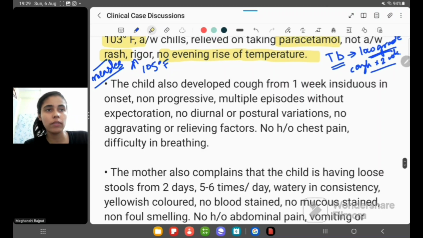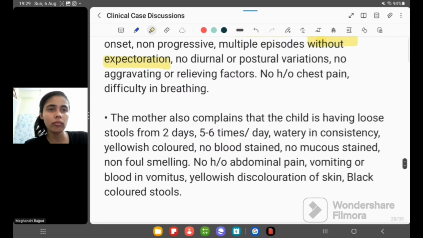The child has also developed cough. It is also from 1 week, insidious. It is not multiple episodes. It is without expectoration. Okay, if it would have been with expectoration, we would have taken up what would be the amount, whether it is mucoid, stained, watery, what kind of sputum is there. We would have taken it in more detail. Okay, there is no difficulty in breathing, so we are just trying to figure out whether there is any respiratory distress or not.